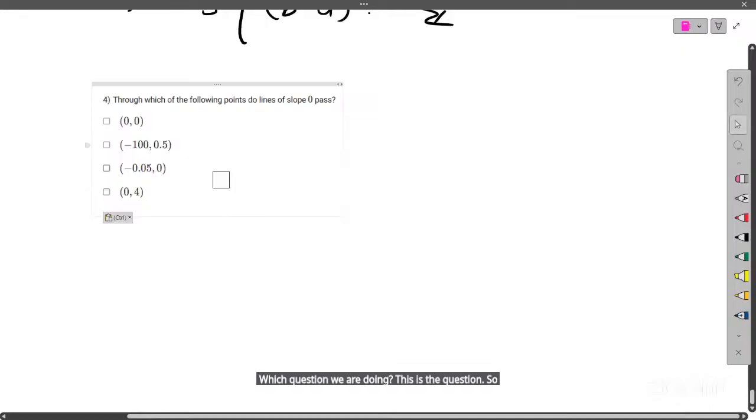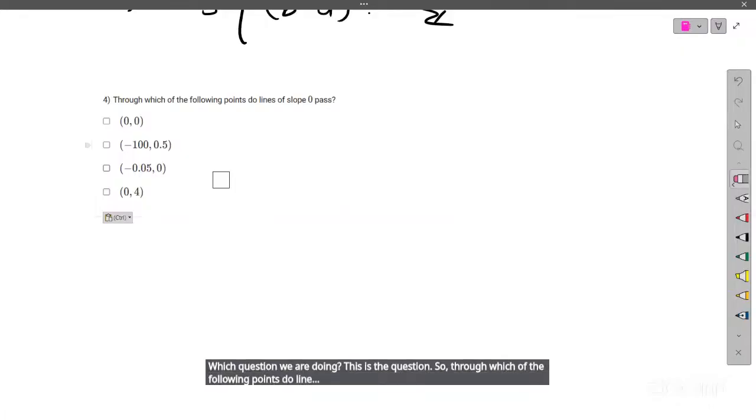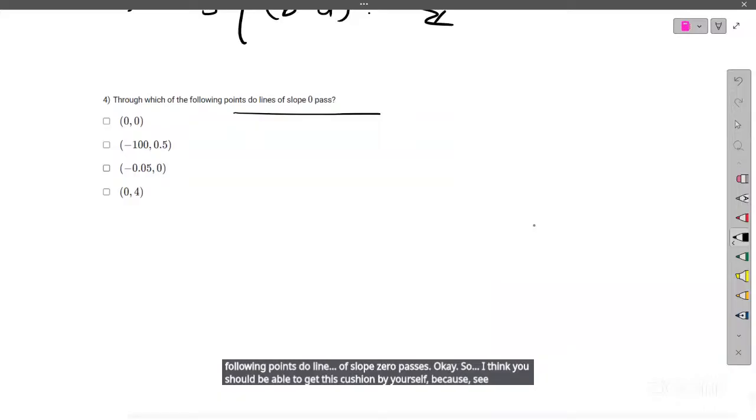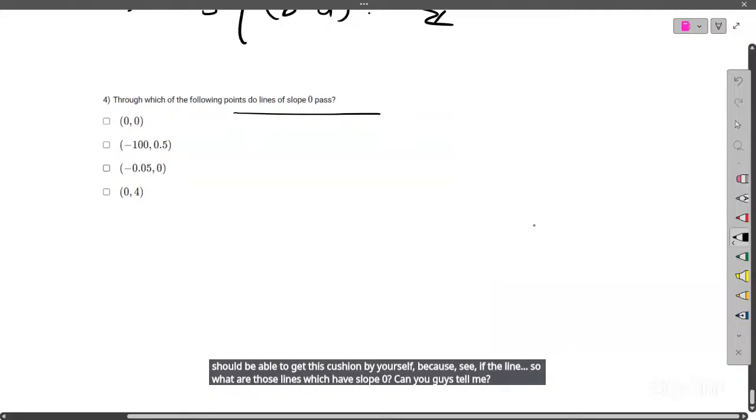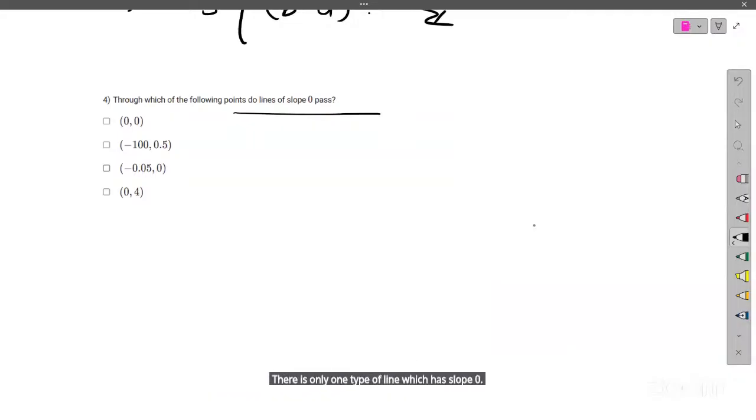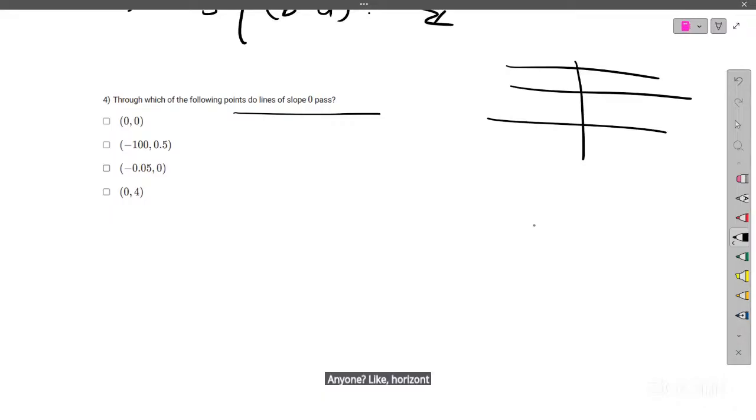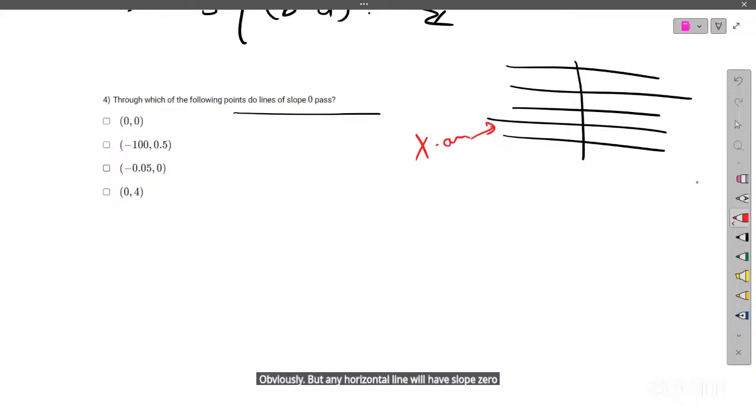Through which of the following points does a line of slope 0 pass? I think you should be able to get this question by yourself. What are those lines which have slope 0? Can you guys tell me? There is only one type of line which has slope 0. Parallel to the x-axis. Yeah, the x-axis is one kind of horizontal line, obviously, but any horizontal line will have slope 0, right?